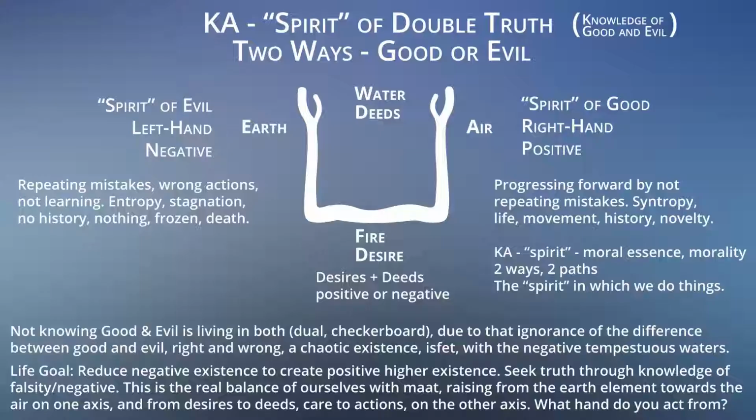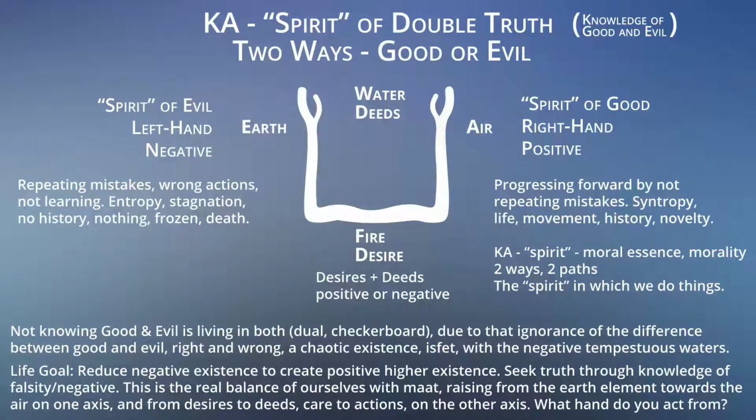So this is the real balance of ourselves with Ma'at, raising from the earth element towards the air on one axis. So here it's from left to right, from the earth to air, but previously it was from the bottom to the top, one axis. And we need to go from our desires to deeds, from care to actions on the other axis.